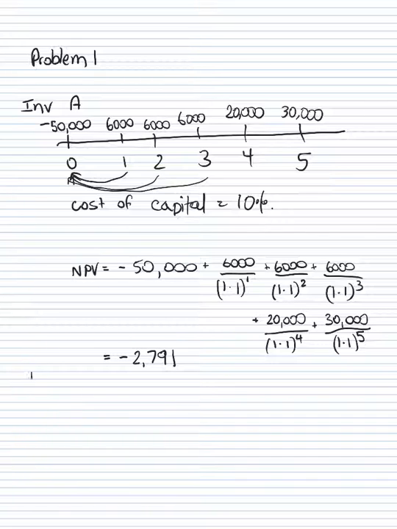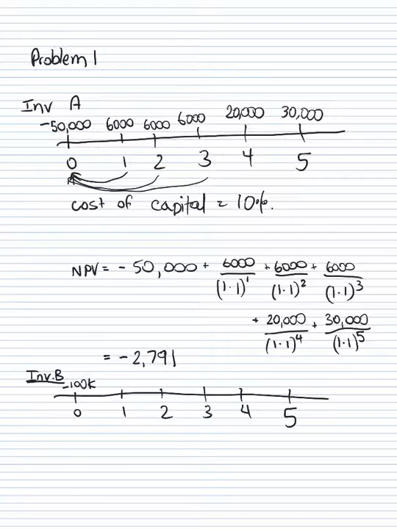Now for investment B, we've got the cost of the project is 100,000. So I'm just going to abbreviate it with a K. 1, 2, 4, 5. We've got 40K, 40K, 30K, 10K, 10K.